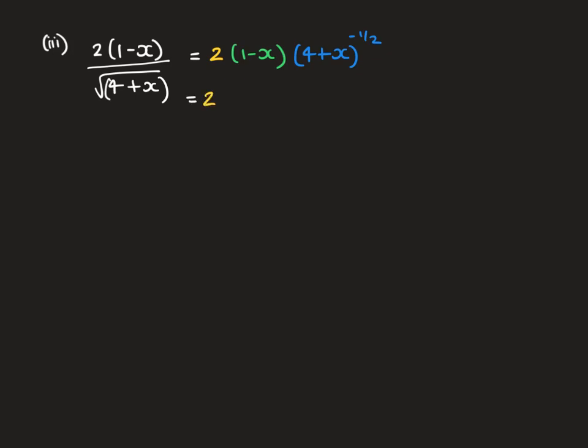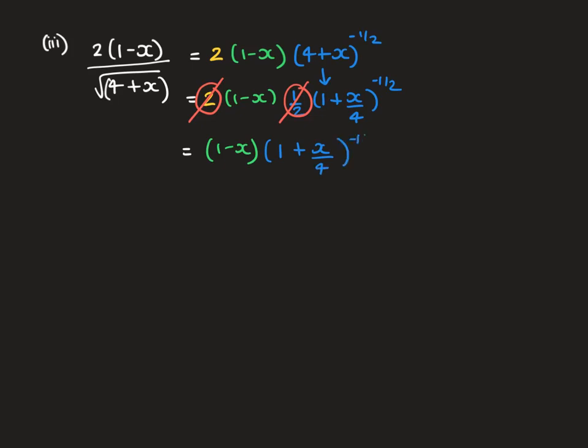Now, this is interesting. Let's simplify this a little bit further. So here's 2, here's 1 minus x. Now, in the first part of the question, you were asked to rewrite 4 plus x to the negative a half, and we rewrote it as a half, bracket 1 plus x over 4, all to the power of negative a half. Well, look at this. This 2 and this factor of a half cancel each other out, and we're left with 1 minus x, 1 plus x over 4 to the negative a half.